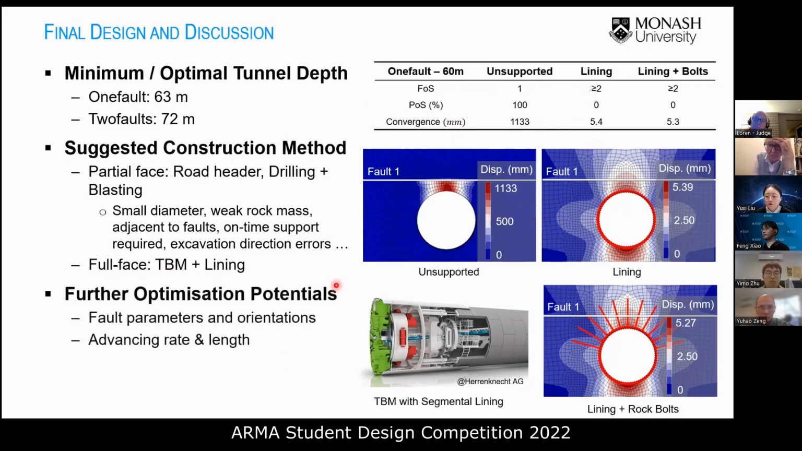And furthermore, we also provide some thoughts on the further optimization potential. First of all, the fault parameters and orientations are important and influencing factors for fault behavior. However, they need to be further considered in the next step. Moreover, the study and design on the advancing rate and length should also be taken into consideration, as we modeled in the previous slide, which shows the displacement differences on the different advancing lengths.